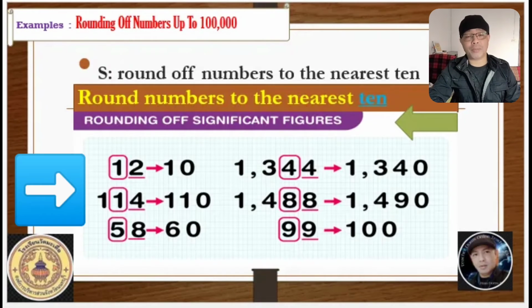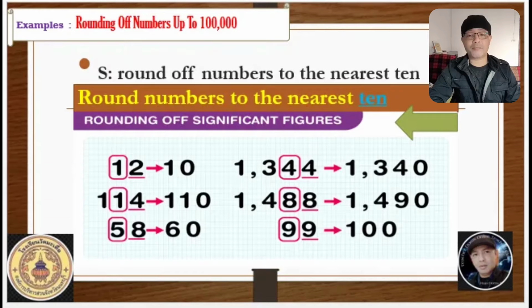So again, when you round off numbers to the nearest 10, look at the ones place. For instance, here we have again 12, it becomes 10 because 2 is a weak number. 114, 4 is a weak number, it becomes 110. 58, 8 is a strong number, it becomes 60. We have here 1,344, 4 is a weak number, it becomes 1,340. We have 1,488, 8 is a strong number, so it becomes 1,490. 99, 9 is a strong number, it becomes 100.